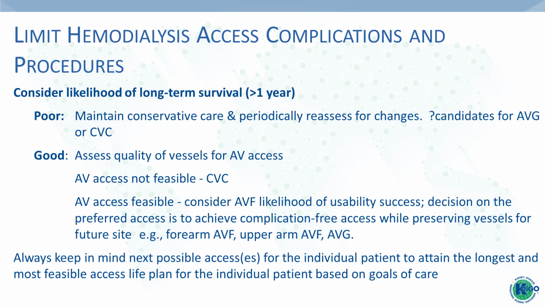Optimally, we would like an AV fistula, and the site of the AV fistula is important, and that's based on where the best vessels are to create that AV fistula. But access is so important for patients as part of their overall life plan and goals of plan that it should really be individualised for the patient.